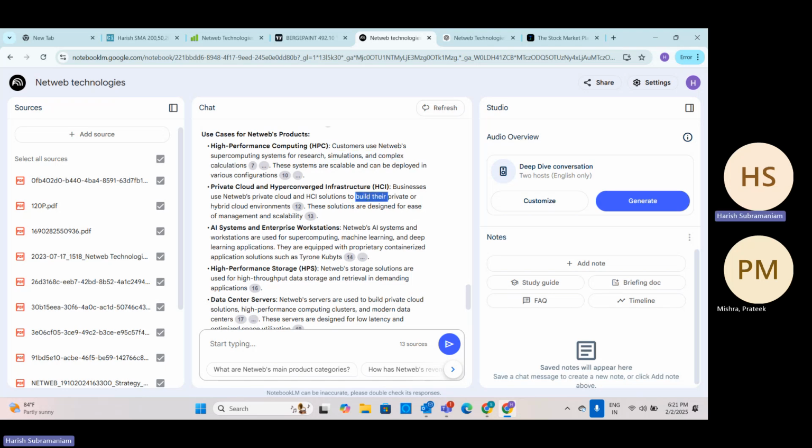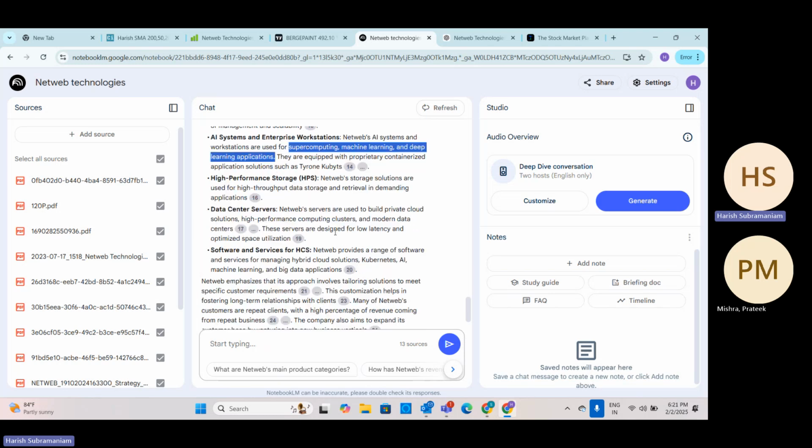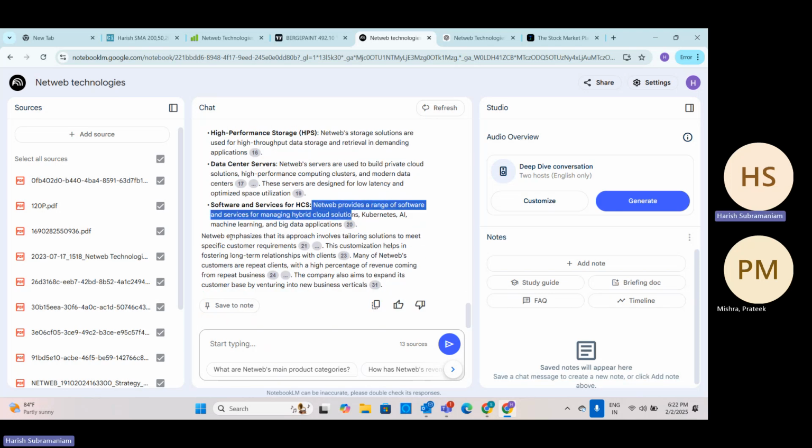Then they build their own private cloud environment. So instead of using Amazon cloud, if they don't want Amazon or Microsoft or anyone else to have access, they can build their own private cloud computing solutions. There are AI systems which are used for supercomputing, machine learning, deep learning, etc. There is high performance storage, so high quality storage. There is data centers. There is software and services, including hybrid cloud. Right.